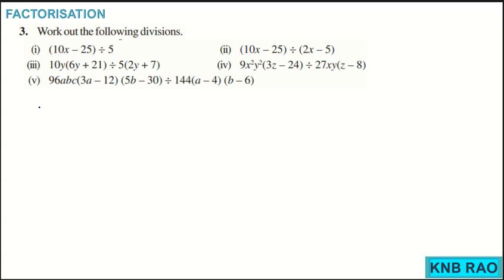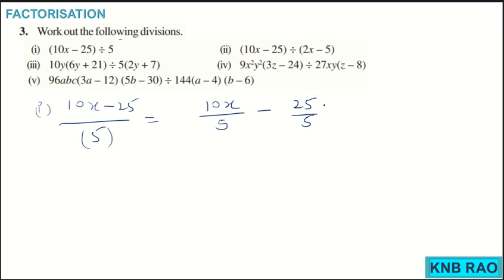Now you watch, first one is a binomial by monomial, that is 10x minus 25 upon 5. When the divisor is monomial, we can take each term of the numerator and do this division. So that would be the easiest way. 5 2s are 10, so 2x minus 5 5s are 25, this 2x minus 5 is the answer.